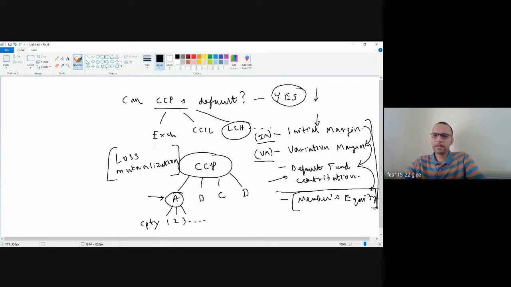Because finally, risk is something which you cannot completely diversify away. You may diversify, but you cannot eliminate it. You'll have to redistribute it in some way or the other. And CCPs are one of the effective ways in which you can distribute the risk amongst members, so that the overall systemic risk gets managed to a certain extent. So this is a general idea behind how a CCP functions.